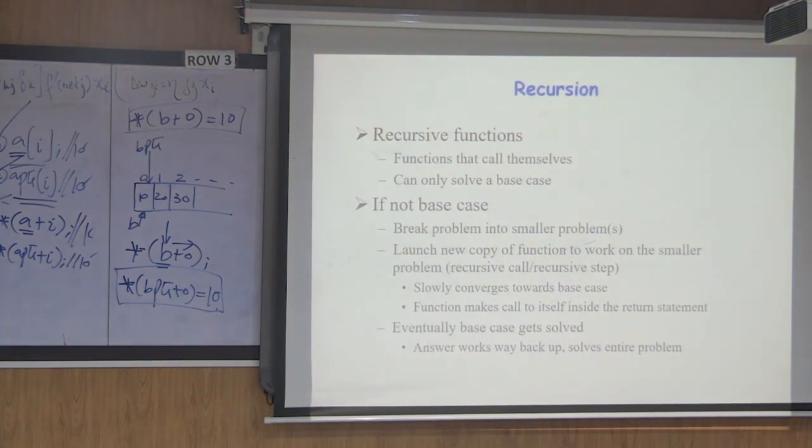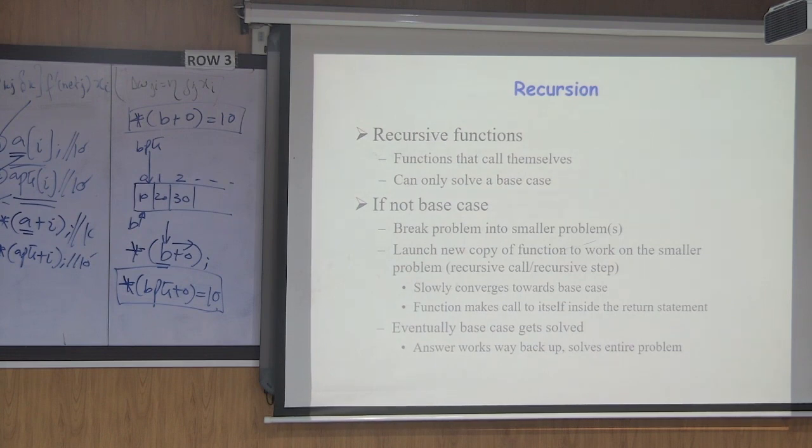Recursive functions mean functions that call themselves to solve a particular problem, and they can only solve a base case. So we will have a problem, and we will break it down into smaller problems till we achieve the base case. Because in recursion, termination is done when the base case is achieved.